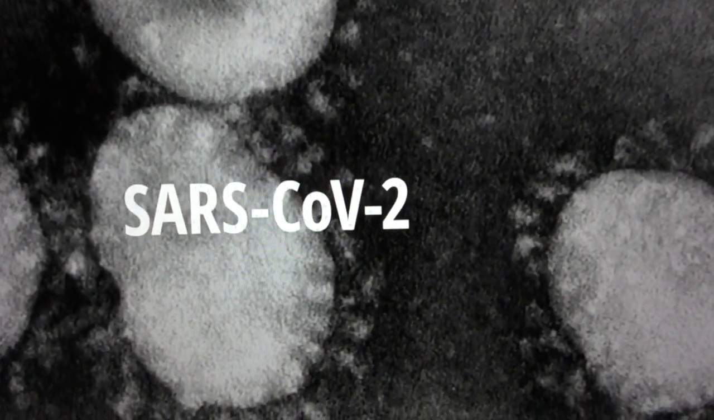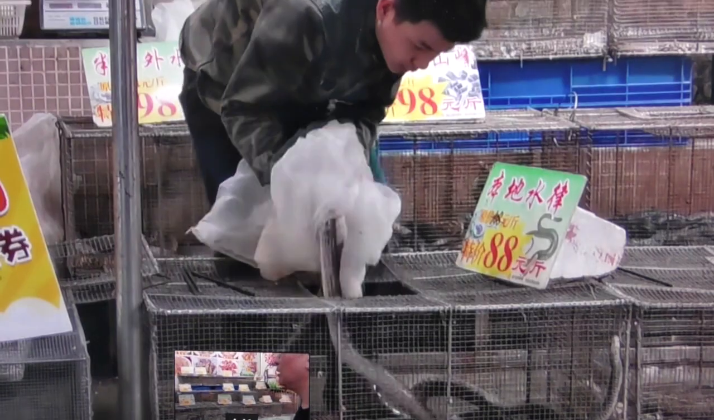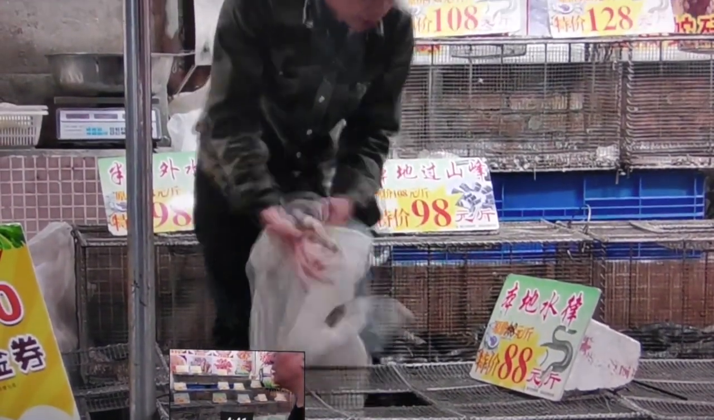The SARS-CoV-2 virus that causes COVID-19 is a zoonotic disease. This means that it originates in wildlife and then jumps to humans from the handling or consumption of an infected intermediary host.